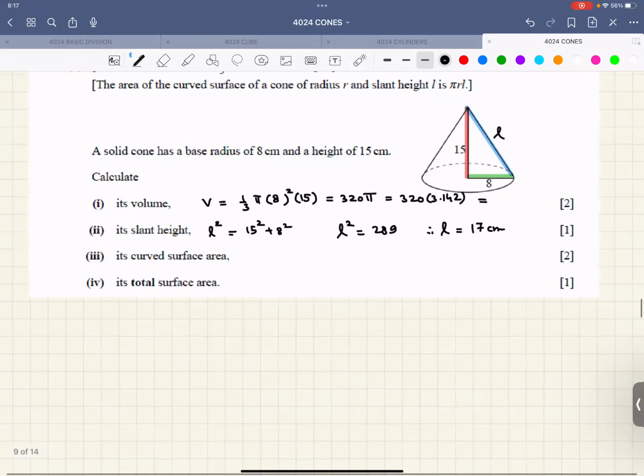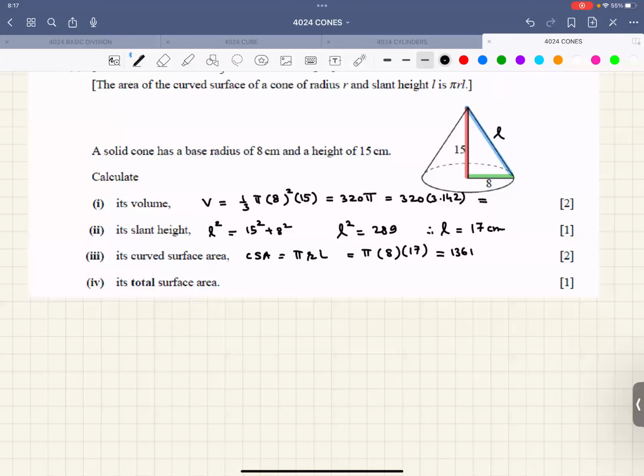Its curved surface area. So curved surface area is pi r L. That is pi into r, 8, into L, which is 17. So 8 into 17, that is 136 pi. That is again 136 into 3.142.